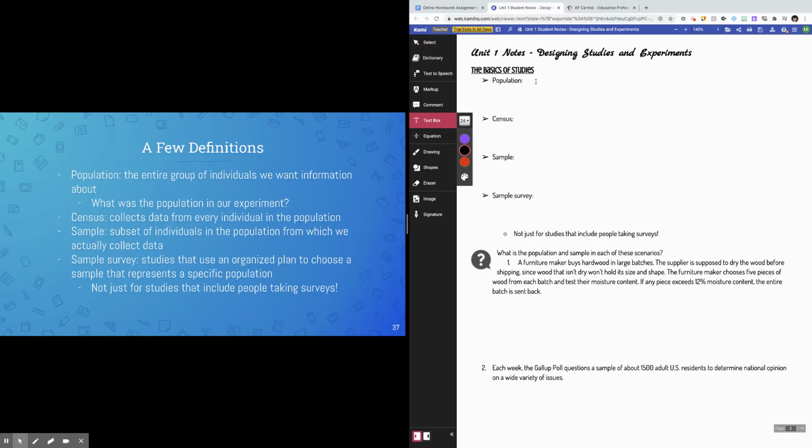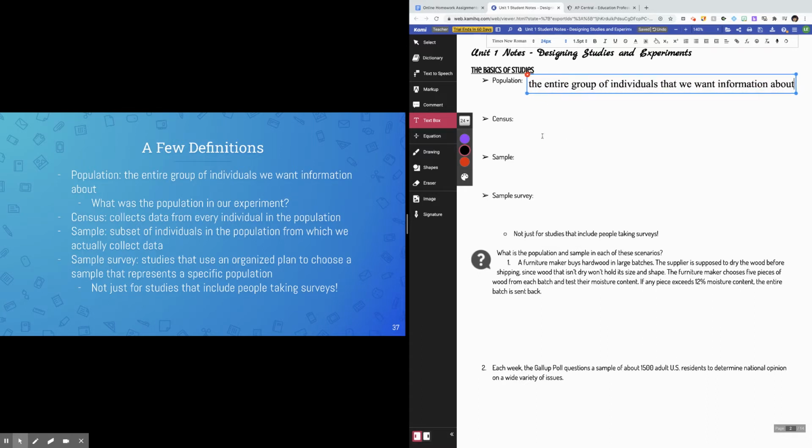There's a couple of things that it's really important that you know, because it's the foundation of basically everything that we do in statistics. The first is what a population is, and that's exactly what it sounds like, okay? A population is the entire group of individuals that we want information about. We'll do some experiments when we're live together in class, so we'll pick out some of these populations and things like that, okay?